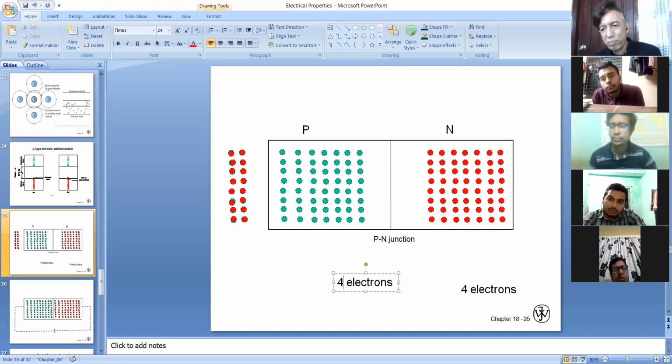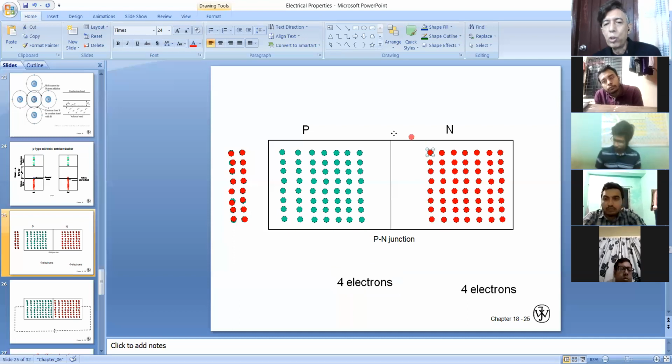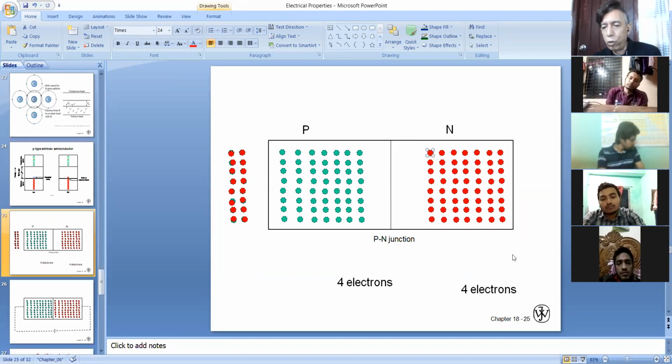One of the electrons from phosphorus goes from here to here. Now the number of electrons in phosphorus is 4, and the number of electrons in aluminum is 4. But a neutral aluminum has 3 electrons in the outermost orbit.